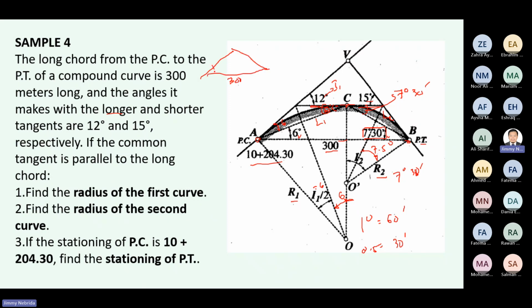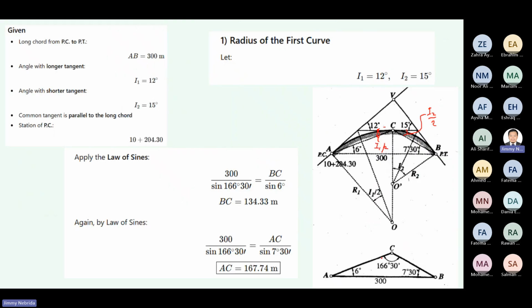300. This one is 6. This one is 7.5. What do you think is this one? We play with these given figures because here this is the chord of the first curve, the chord of the second curve. Once you can calculate this one, then you can calculate R1.